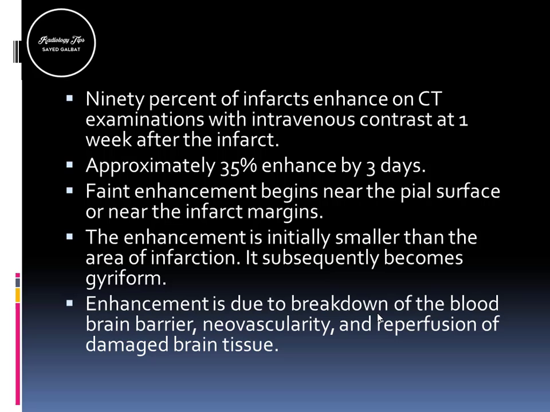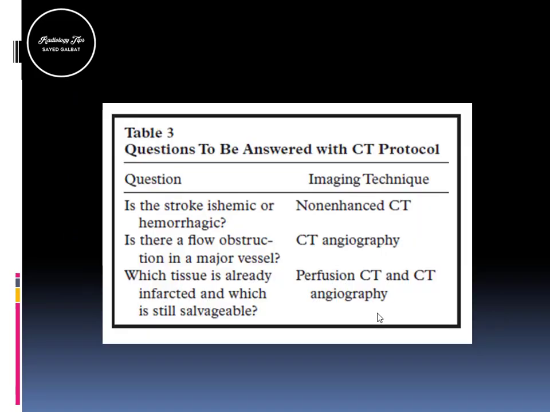Okay? So the images I showed, like Dr. Dia asked first, were a delayed phase. But we can use contrast in another way. So let's just revise the protocol of ischemia or stroke. The first question you will ask yourself: is this ischemia or hemorrhage? And you can answer this with just a non-contrast study. The second question: is there a flow obstruction or not? Then you have to do CT angio to answer this question. And then, whether the infarcted area is salvageable or not, you have to do CT perfusion.